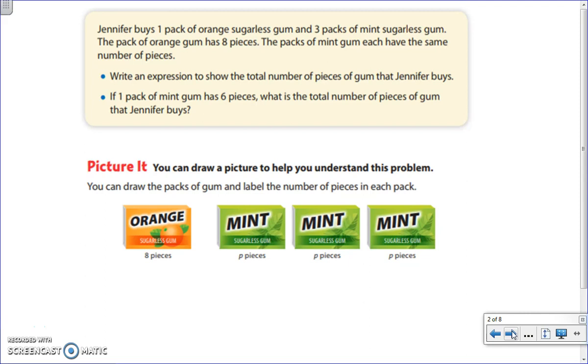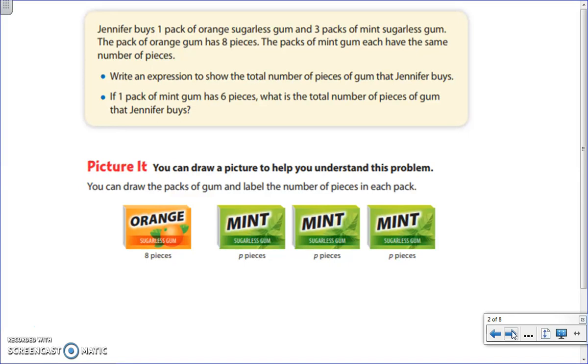It says that Jennifer buys 1 pack of orange sugarless gum and 3 packs of mint sugarless gum. I'm not really sure why the sugarless part is important yet, or if it is important, but it is sugarless gum. It says the pack of orange gum has 8 pieces. The packs of mint gum each have the same number of pieces. Okay, so it does not say exactly how many pieces are in each of the mint packages. Interesting. It says to write an expression to show the total number of pieces of gum that Jennifer buys.